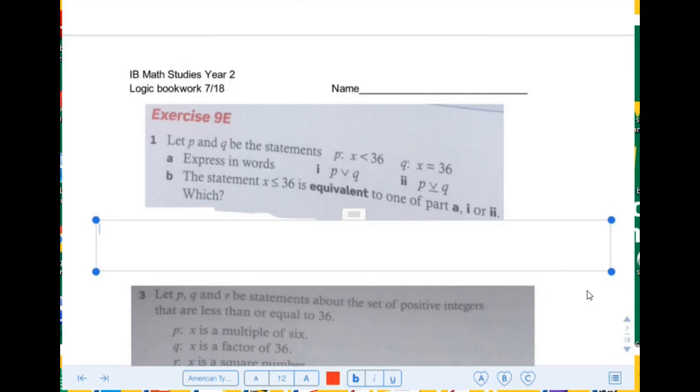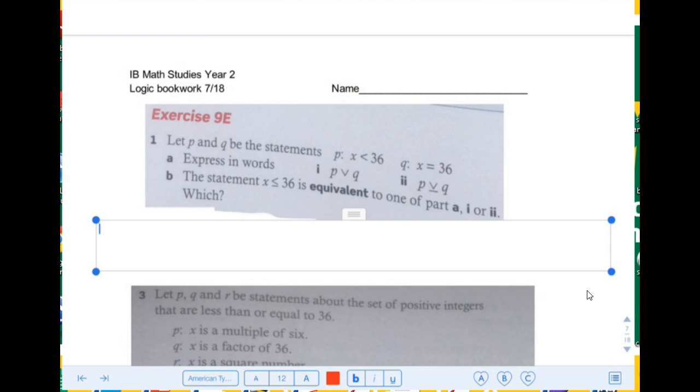Here we are on page 7 of logic. Let P and Q be the statements P: X is less than 36 and Q: X is equal to 36. Express in words P or Q and P exclusive or Q. Okay, so let's do A1 first.